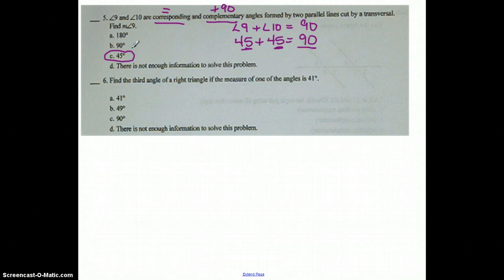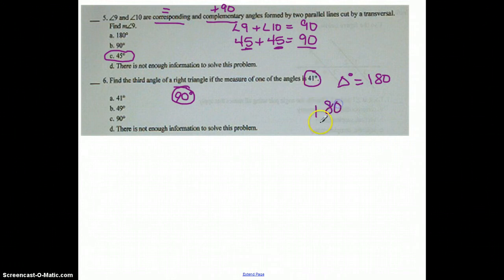Okay, and number 6. Find the third angle of a right triangle, if the measure of one of the angles is 41 degrees. So first of all, if it's a right triangle, that means that one of the angles has to be 90. And remember, we talked about that in a triangle, our angles have to total 180. So if I can take these two pieces that I already know, whatever's left over when I subtract those is going to be my third angle.